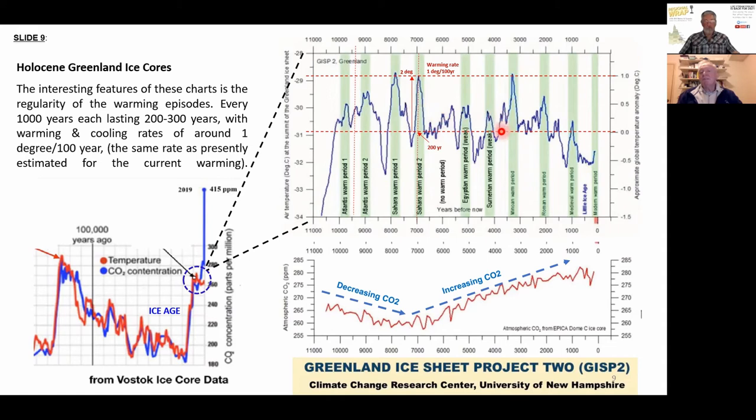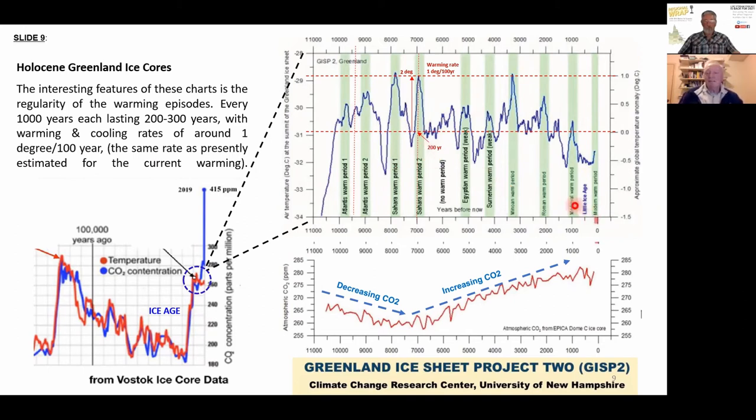And we can see it's going up and down and up and down and up and down. And it's interesting to note that there's a cyclical variation there. The interesting feature of this chart showing temperature is the regularity of the warming episodes, the peaks in this chart. Every 1,000 years, there's a peak. And that peak lasts for about 200 to 300 years with warming and cooling rates of about 1 degree every 100 years to climb up that peak and then cool down the other side and climb up the next peak and so on. So there's warming events every 1,000 years.